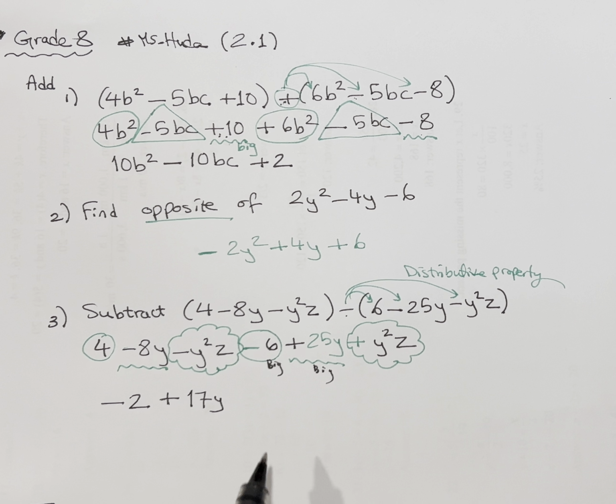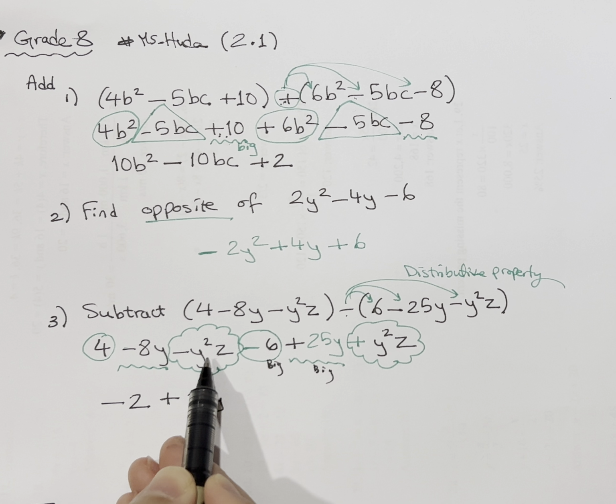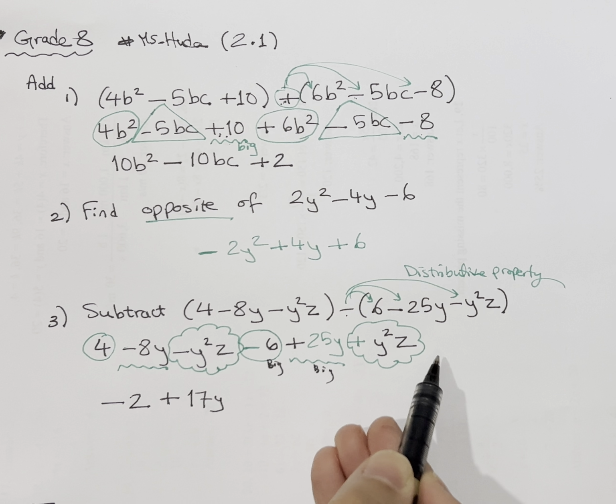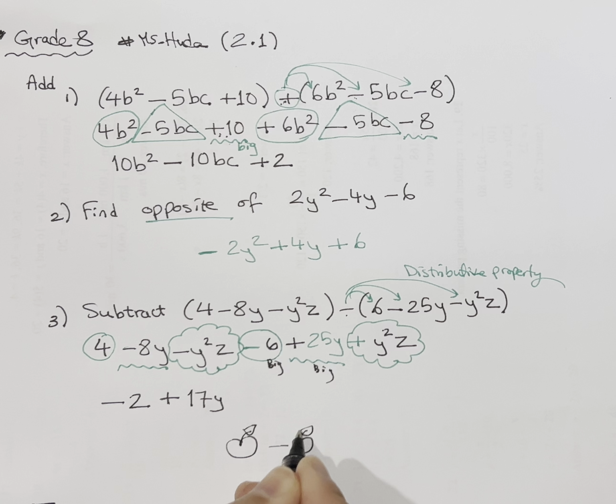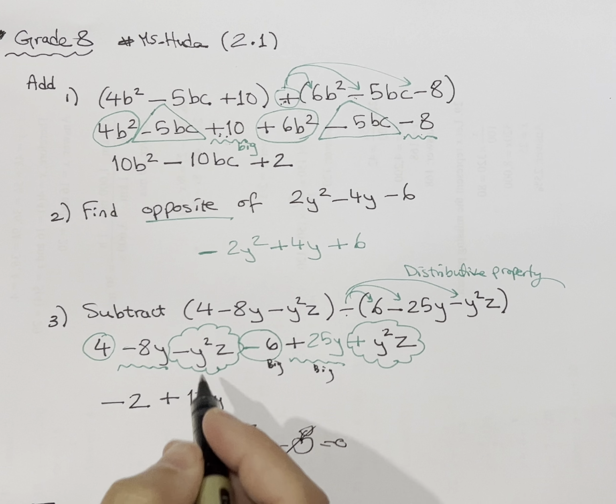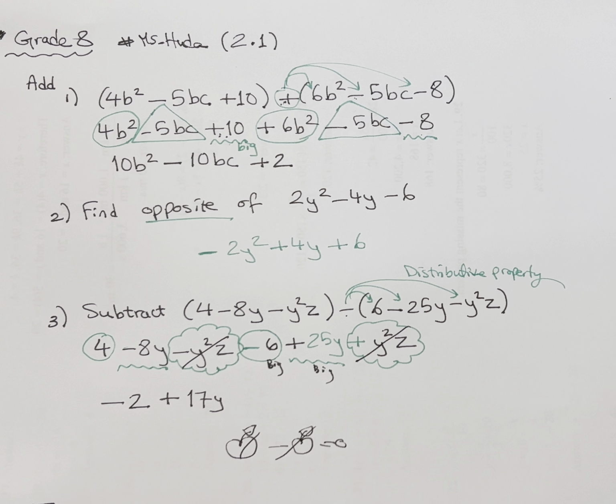Okay. The last thing that we have is negative y squared z with positive y squared z. It's like saying, I had an apple, okay, and then I ate the apple. Now, how many apples left? Nothing, 0. That's why I don't copy those two. They are the same variables, the same like terms, but the signs are different, so they cancel and I don't write them again.